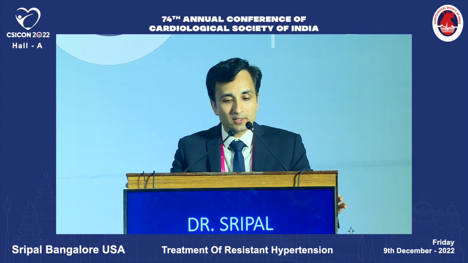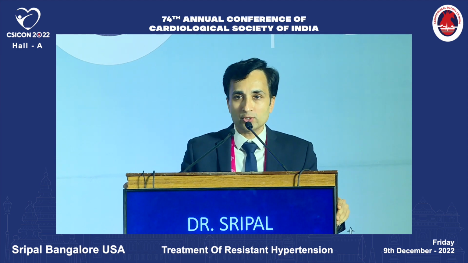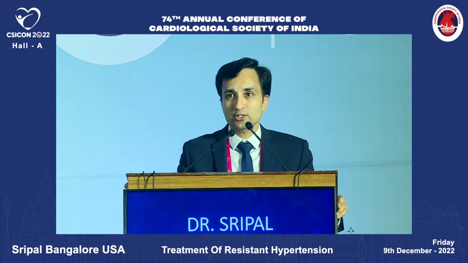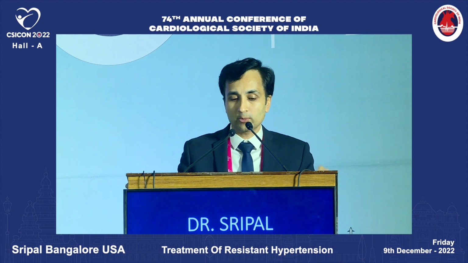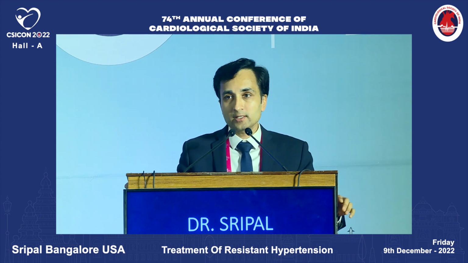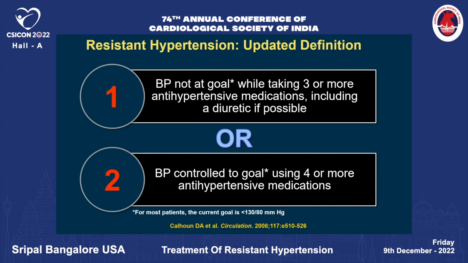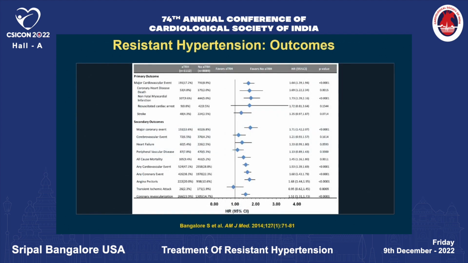So quickly, the definition of resistant hypertension. There are a number of definitions, and of course, the prevalence of resistant hypertension varies depending on the definition. But the commonly used ones are BP not on goal when the patient is taking 3 or more antihypertensive medications, including a diuretic if possible. The other definition which is also used is if the blood pressure is controlled, but you're using 4 or more antihypertensive agents, that's also considered resistant hypertension.